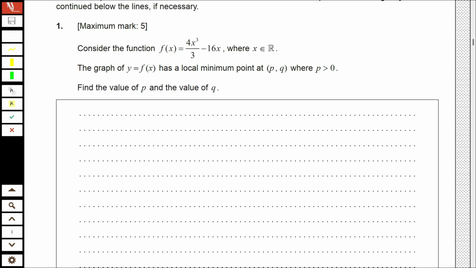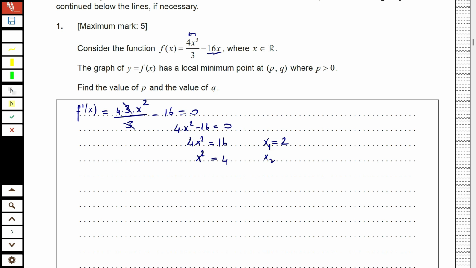To find the minimum point of a function, we need the derivative of the function. In this case, we're going to find the derivative of this function, right? So what's the derivative? I'm taking the power down: 4 times 3 times x squared divided by 3 minus 16, because I know that the derivative of minus 16 times x equals minus 16. And then it's going to be equal to 0. Cancel the 3's: 4 times x squared minus 16 equals 0. So 4 times x squared equals 16. X squared equals 4. From here, we can say that we have two solutions. One of them is 2, and the second one is minus 2.